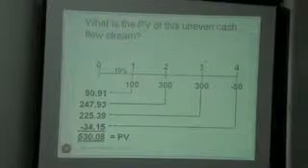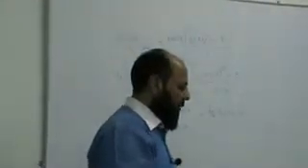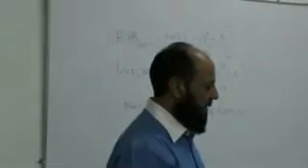So present value of 100 at the end of year 1 will be 90.91. Present value of 300 that we are getting at the end of year 2 is going to be 247.93, and the present value of 300 that we are going to get at the end of year 3 is going to be 225.39. Present value of negative 50 will be 34.15. So combined together, the present value of this uneven cash flow is $530.08.